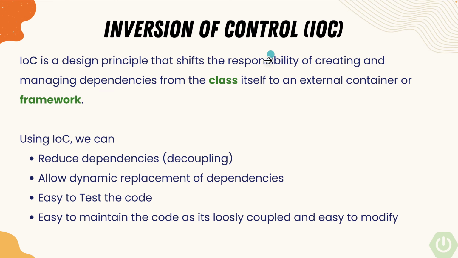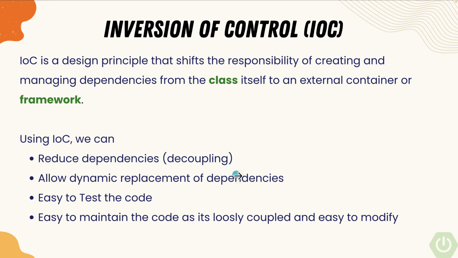So you're going to take that control out and invert it to another system which can take care of that. So using IOC, you can now reduce the dependencies, or decoupling can be done, because the class object is going to be created from an external container or a framework. And because you are going to do this operation, you'll also allow dynamic replacement of all the dependencies on that particular class, because now the dependencies are going to be carried out by another container or a framework. That's why you can easily dynamically replace the dependencies.